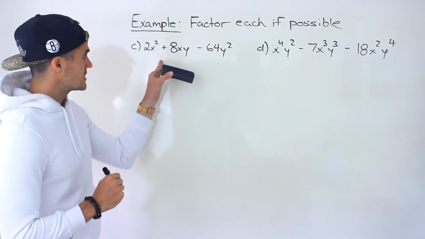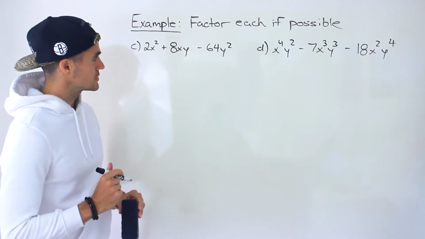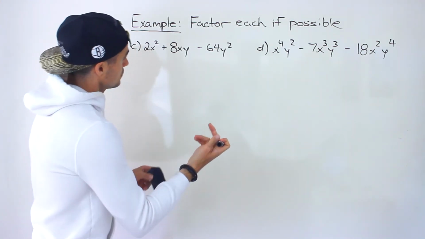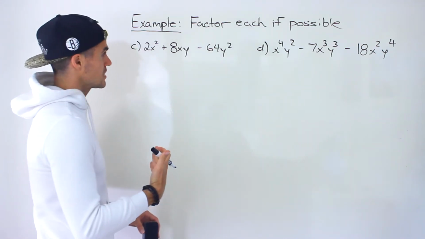Moving on to part C, so we got 2x squared plus 8xy minus 64y squared. So as usual, what we check for, can we factor something out initially?